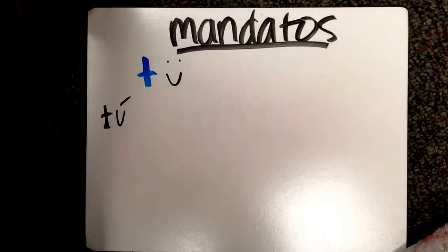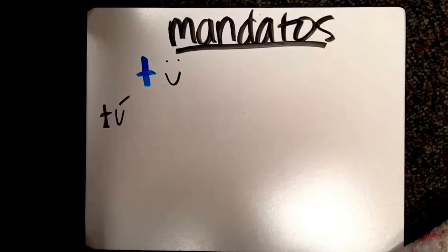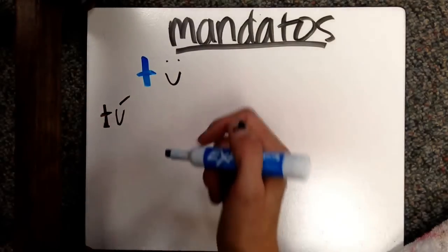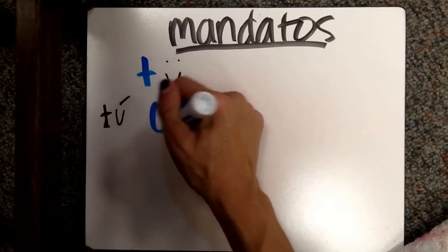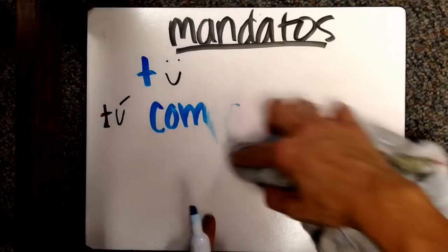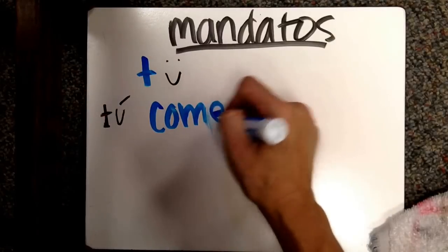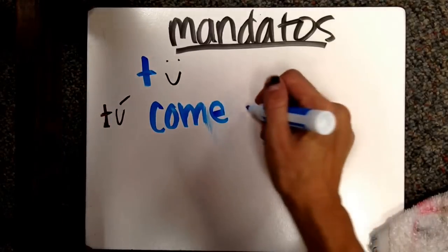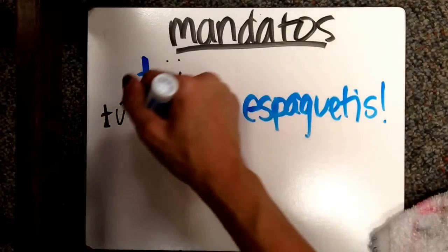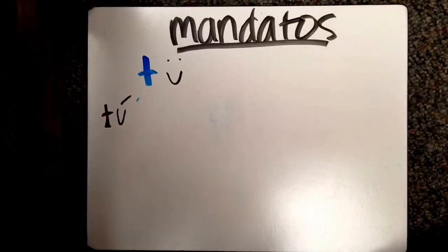Regular positive tú commands are very easy to form. If you recall, all you have to do is put a verb in the él, ella, usted form in order to make it a command. For example, if you wanted to tell someone to eat spaghetti, you take the verb comer, you put it in the él, ella, usted form, and there you have it. Come espaguetis. And you're done.